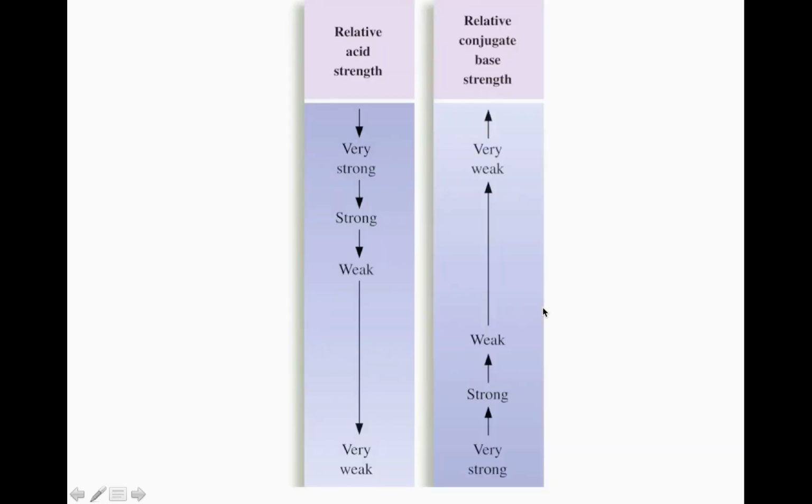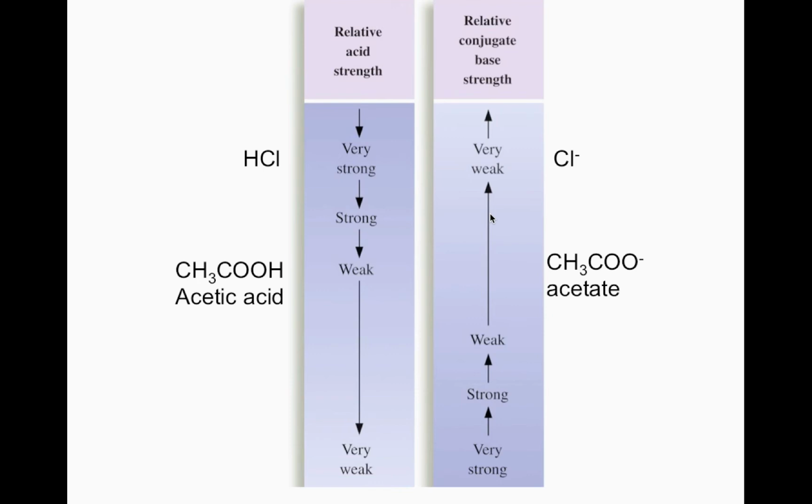Right, now this is something about the conjugates. Relative acid strength versus relative conjugate base strength. So if you have a very strong acid, that very strong acid has a very weak conjugate base. So as the acid becomes weaker as we go down the column, the conjugate base is becoming stronger. So HCl is a very strong acid, and so its conjugate Cl- is an extremely weak base. Acetic acid is a weak acid, so its conjugate acetate is a strong base. HCN, hydrocyanic acid, is a very weak acid, so CN minus or cyanide is a very strong base.